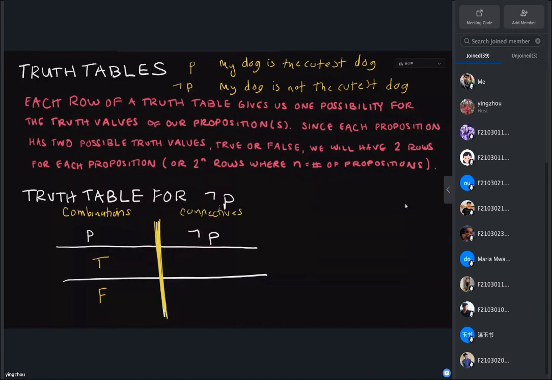And on the right side we're going to use whatever our connectives are. And so we might have several columns on each side. In this case, we just have one column on each side, but we might have several depending on how complicated our truth table is going to get.